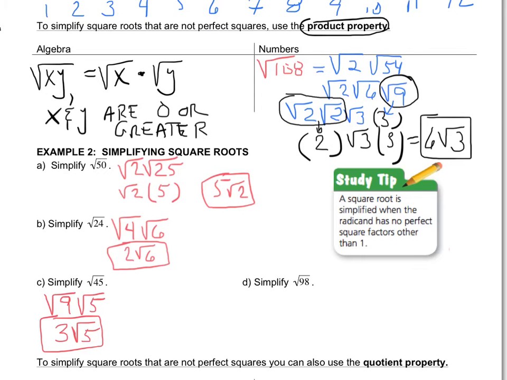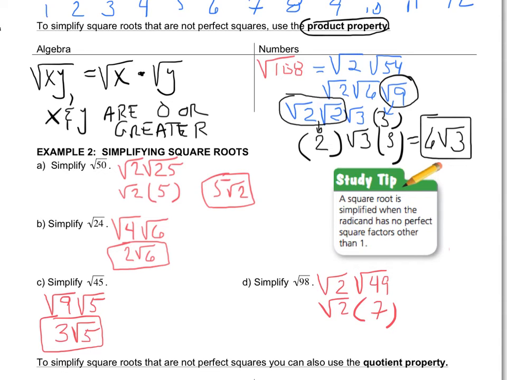98 is a little bit trickier because I don't see something right away. So I want to think of all my divisibility rules. Looking at that, I don't see anything that jumps out fast, but I do know it's an even number, so I'm just going to take 2. Well, look at what happens. If I do 2, right away we get 49. That's a perfect square, so I'm going to get a 7 times the square root of 2.